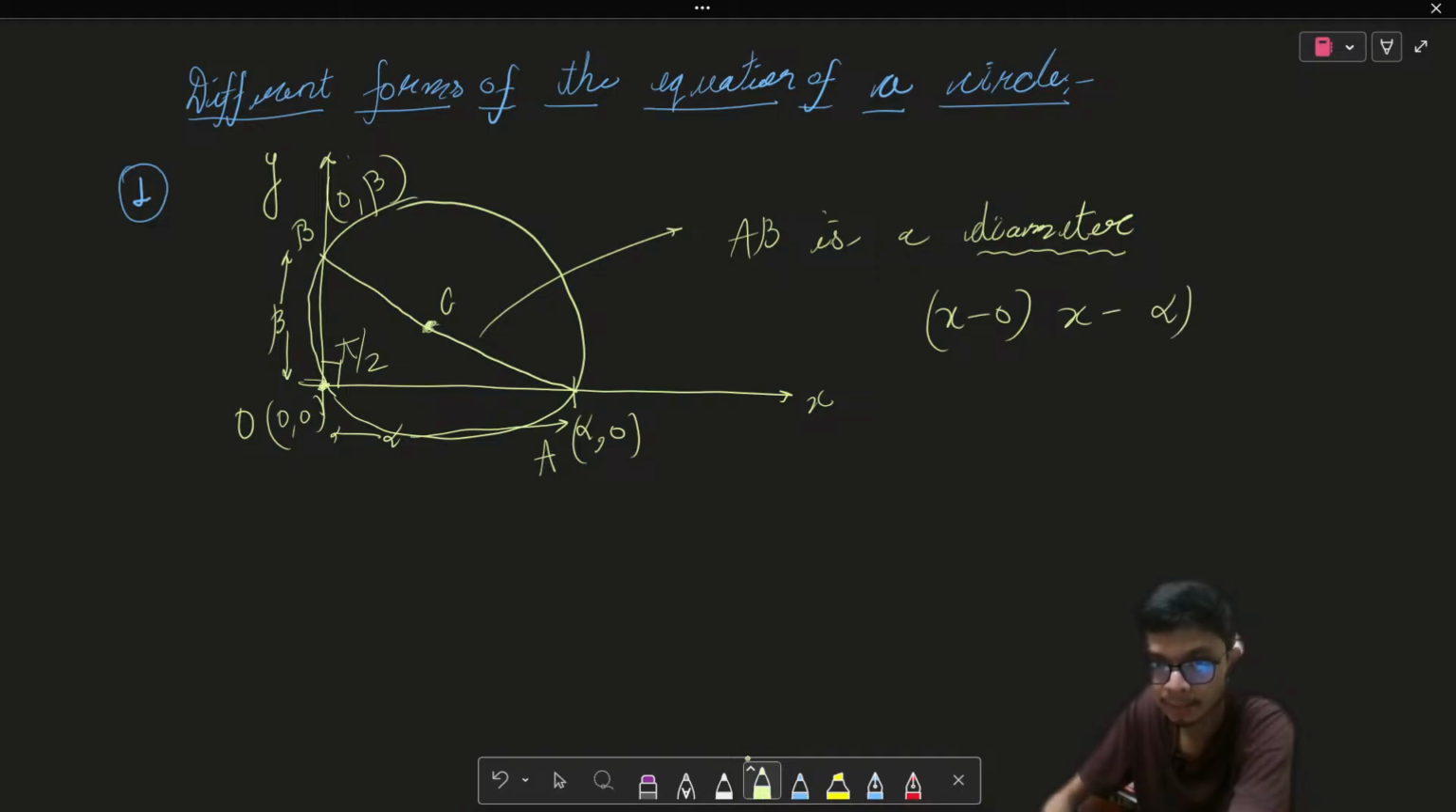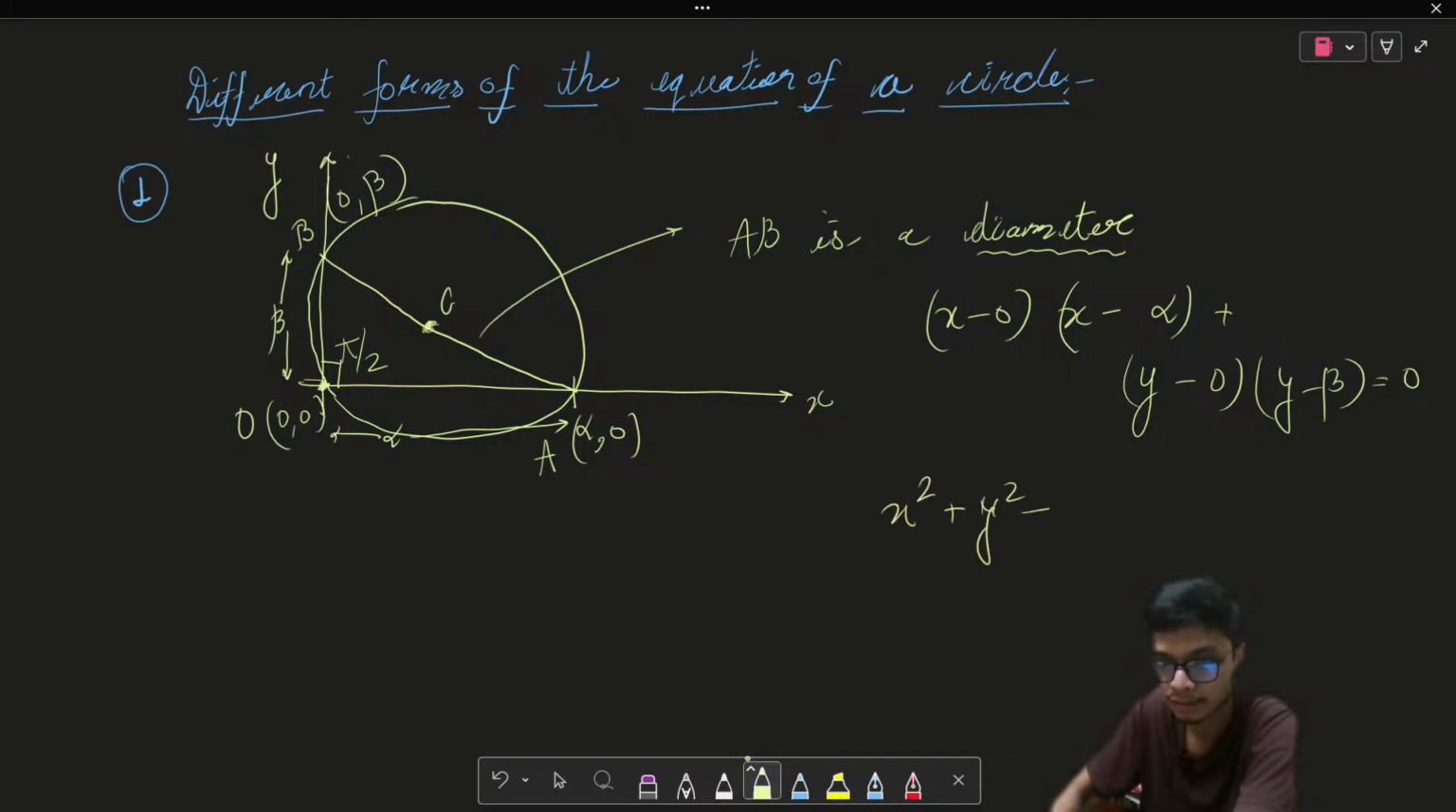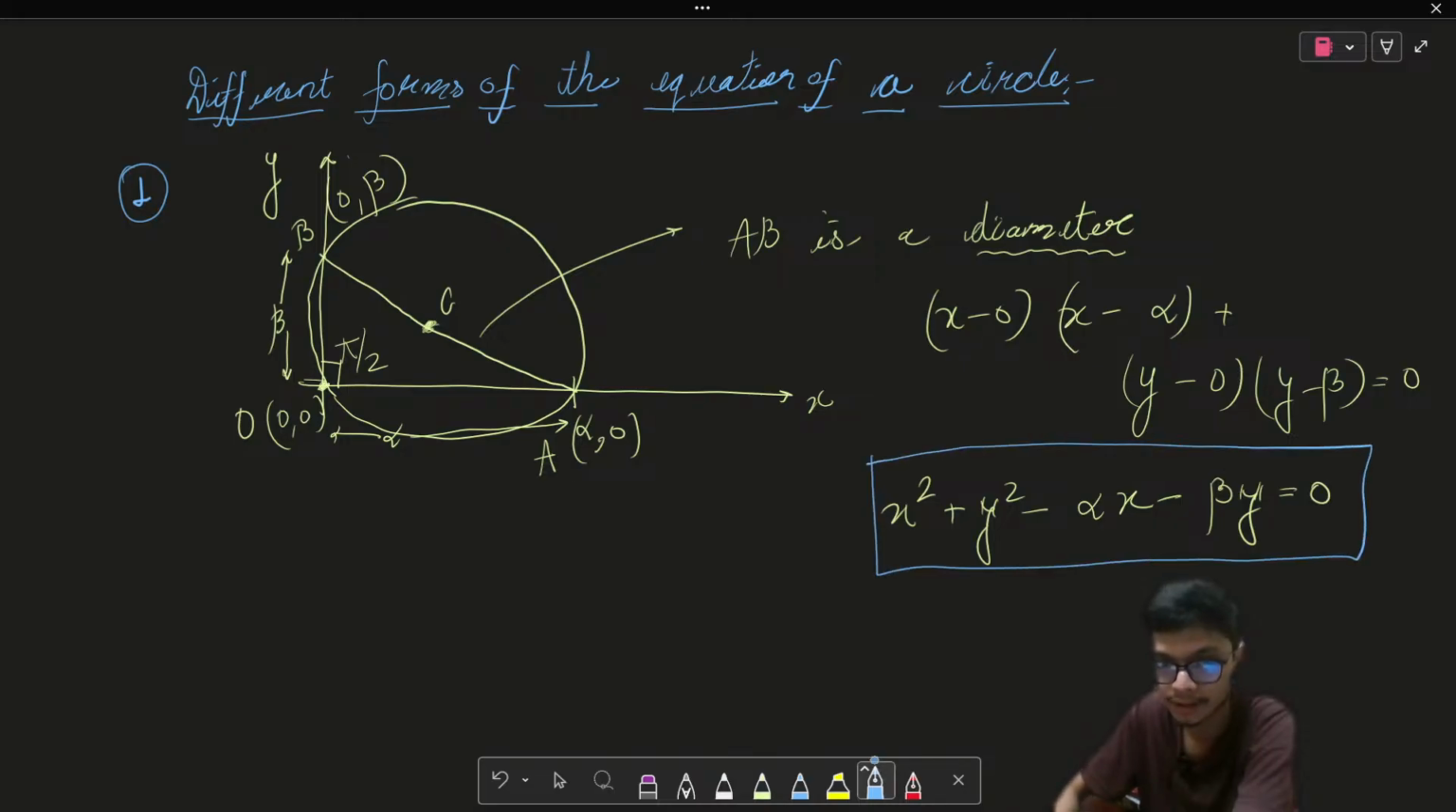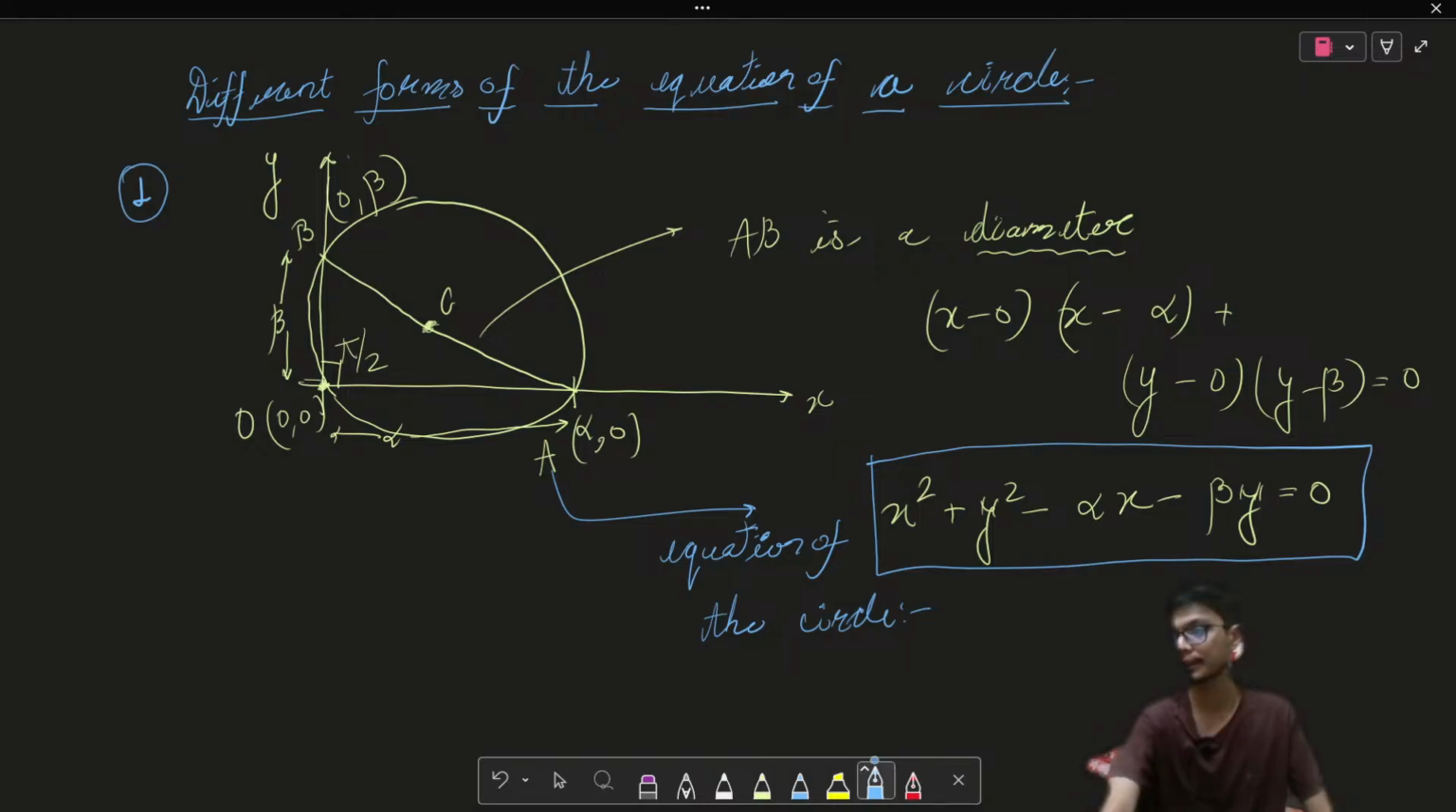If I do that, I get the relation x minus 0 into x minus alpha plus y minus 0 into y minus beta equals 0. If I expand this, I get x squared plus y squared minus alpha x minus beta y equals 0. This is the required equation of the circle. So the circle equation is going to look like this. I hope this is clear. Is this part clear?